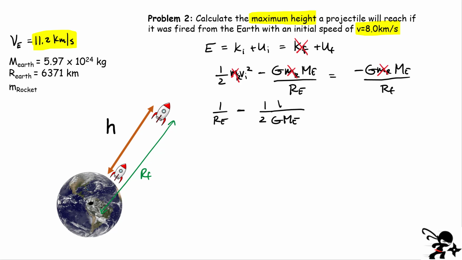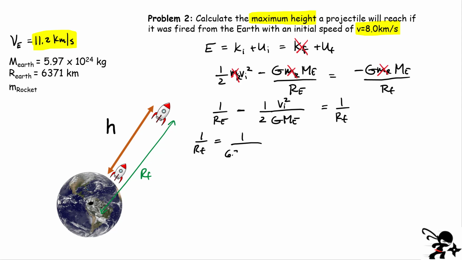And I still have the initial velocity squared. That there at the end should be equal to 1 over RF. All right, let me just go ahead and substitute the values in here. So I have 1 over RF, and then at the end, I can calculate what RF is. So it's 1 divided by the radius of the Earth.